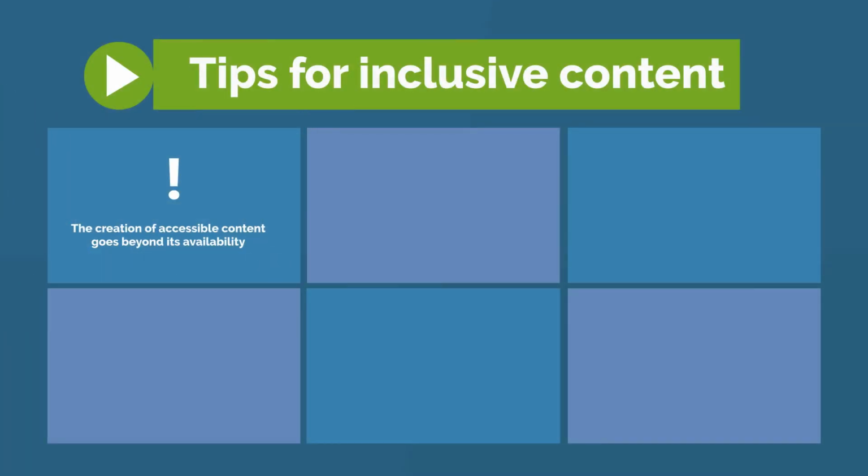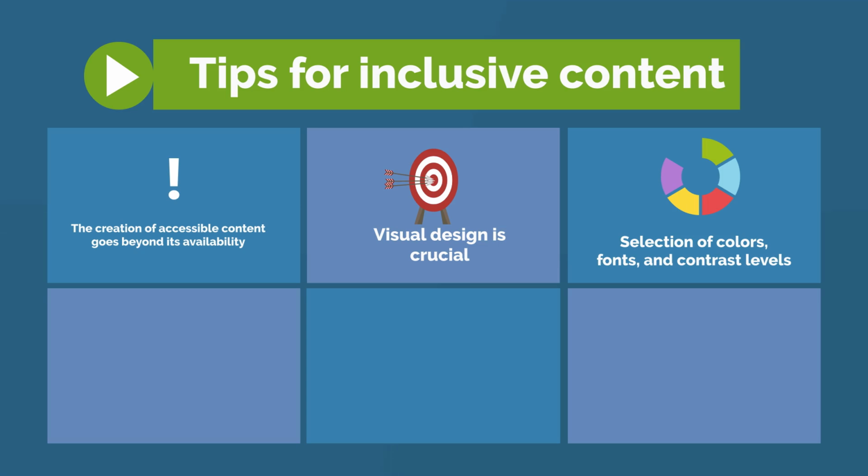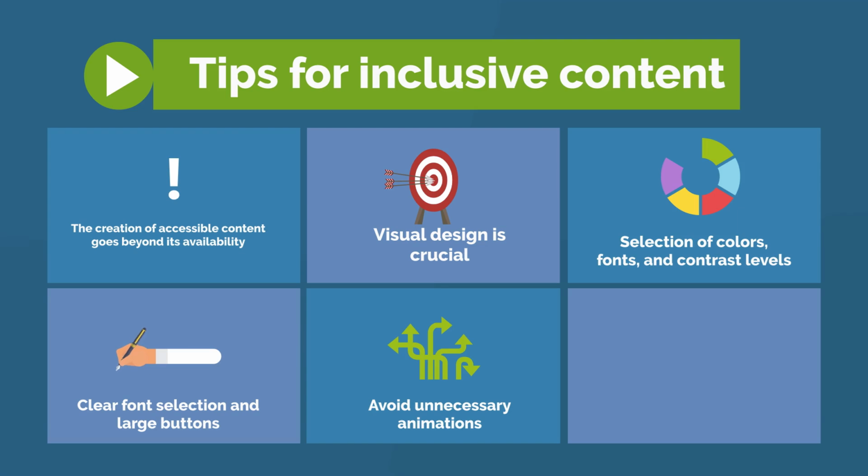The creation of accessible content goes beyond its availability. Visual design is crucial to ensure that everyone can use content effectively. This includes carefully selecting colors, fonts, and contrast levels for visually impaired or cognitively impaired students. Choosing clear fonts and large buttons and avoiding unnecessary animations minimize confusion and distraction. These design options may benefit users with conditions such as color blindness, cataracts, attention deficit, or autism.